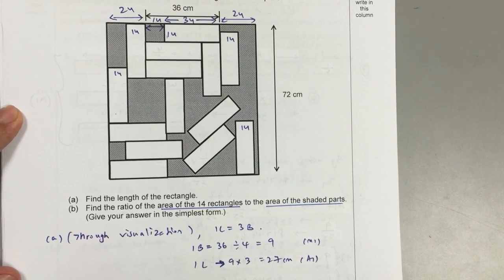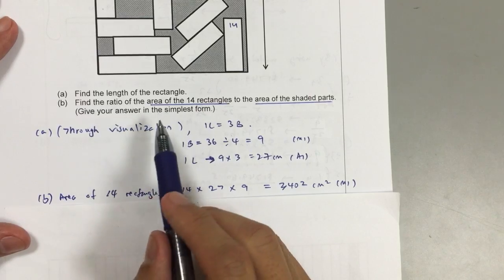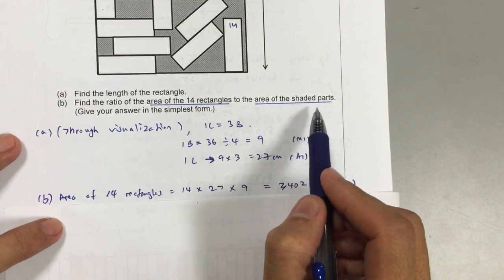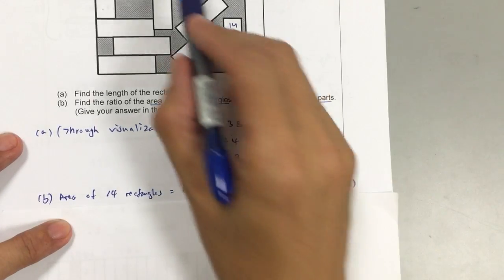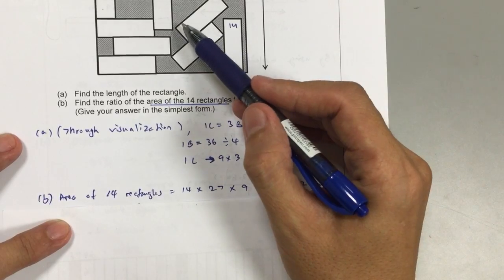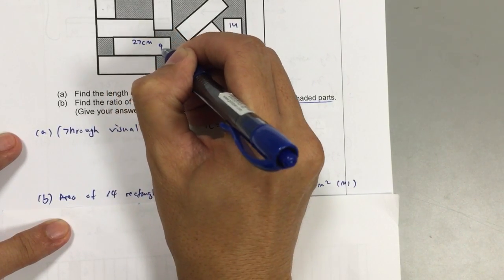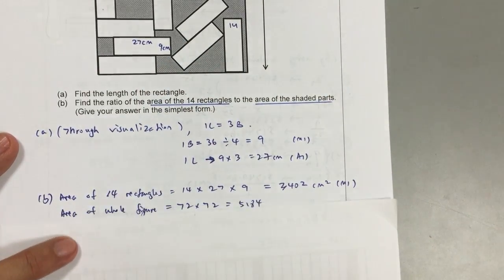I push up a bit now. Find the ratio of the area of the 14 rectangles to the area of the shaded part. So area of the 14 rectangles, one rectangle is 27 times 9, right? 27 cm. The width is 9 cm. I have 14 rectangles, times 14, I have 3402.